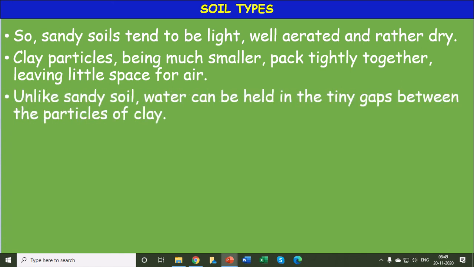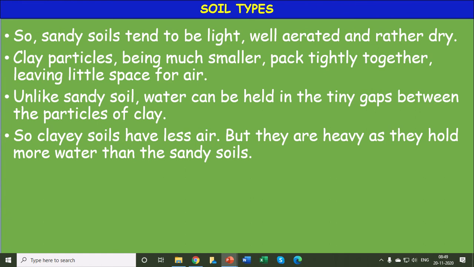Unlike sandy soil, water can be held in the tiny gaps between the particles of clay. Whereas in sandy soil there are more spaces, so the water can easily move. But in clay soil there are very tiny gaps, so the water is held. Clay soils have less air, but they are heavy as they hold more water than sandy soils.